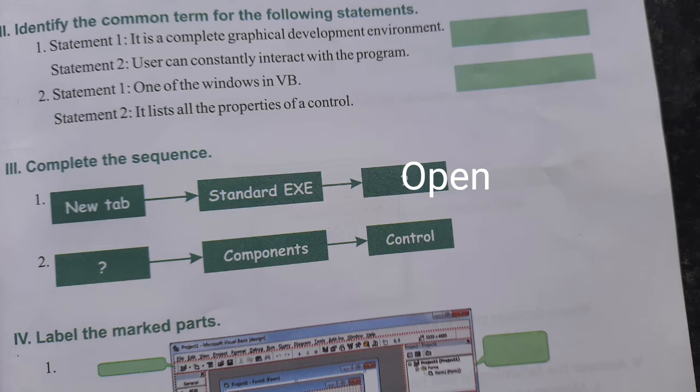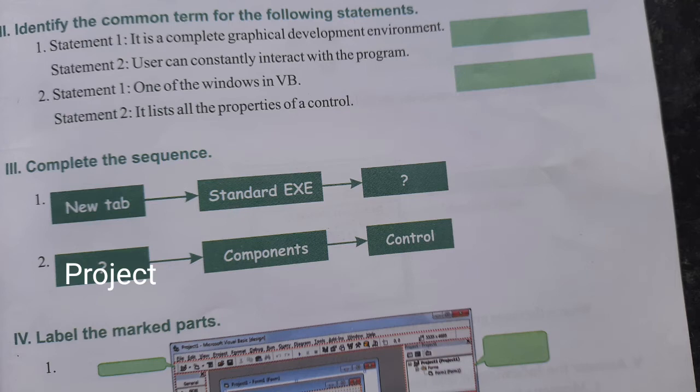Second one, look at the picture. First one is a question mark, second one components, control. If you want to add more controls in your toolbox, go to Project in the top of the home menu and click Components, and you can take the control. Suppose you want some tools that are not available in the toolbox in the Visual Basic window. You want to add some more tools in your toolbox. You have to go to the home tab. There is an option called Project, and under Project you can see the Components option. Click that Components option and click Controls.